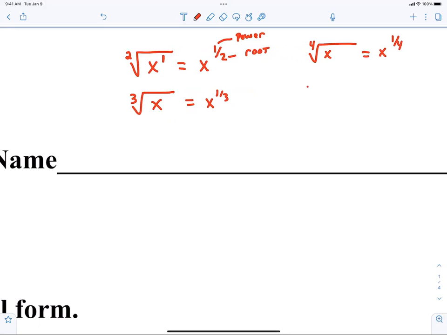Now, if I did, for example, the 5th root of x squared, x to the 2/5. It would just be x to the 2/5 power. So that's just a rule. There's nothing I can do to help you with that. It's something you just have to know is true. Now, with that little bit of information, the rest of the worksheet's kind of easy.